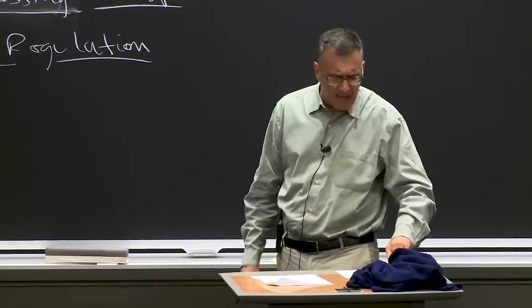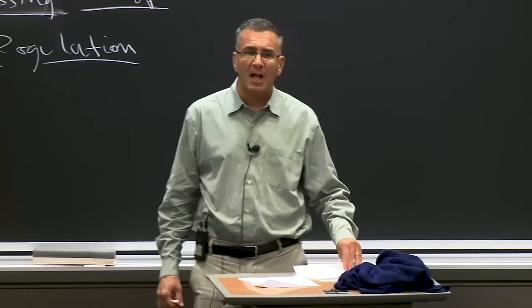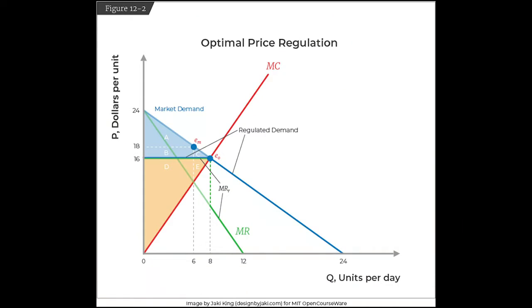Okay? So to see that, let's return to our monopoly example from last time, figure 12.2. Remember, we had a demand curve that was Q equals 24 minus P. We had a cost curve that delivered the marginal cost of MC equals 2Q. And that's graphed here. Okay? And we said last time that the monopoly outcome would be at E sub M. The monopolist would sell 6 units at the price of 18, creating a deadweight loss of C plus E.